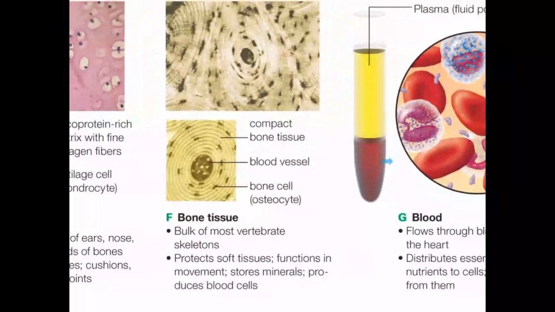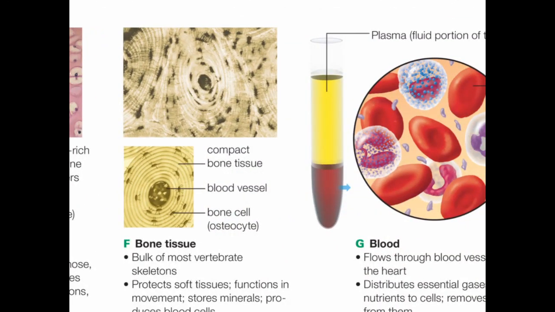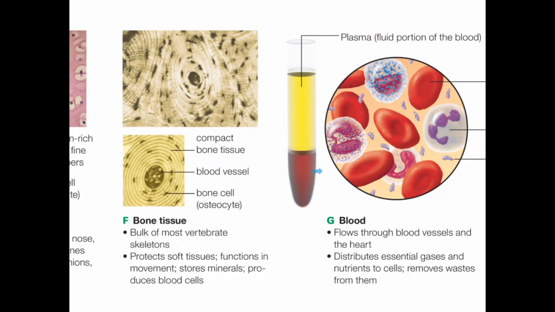And then this is the bone tissue. You have it here. These are the blood vessels. The bone cells are the dark stained ones. And what is this white? This is your mineralized extracellular matrix of the bone. The bone tissue produces the bulk of most vertebrate skeletons. They protect soft tissue, function in movement, store minerals, and produce the blood cells.